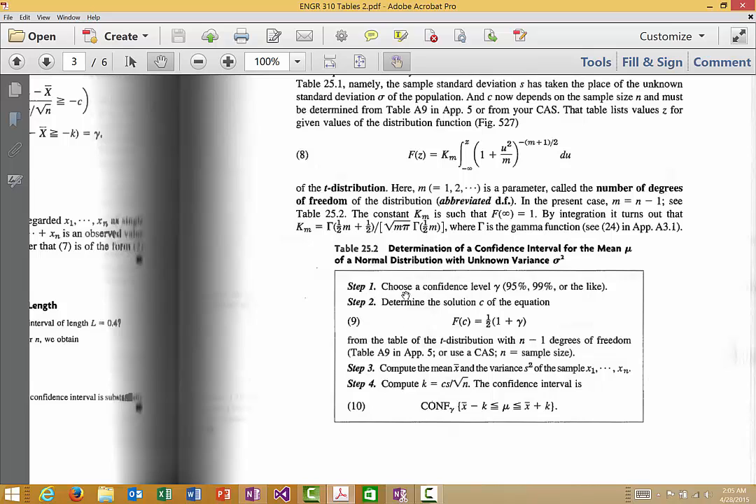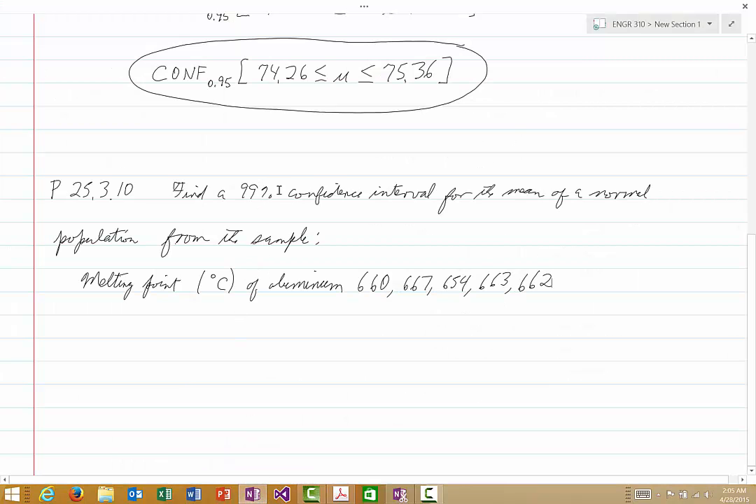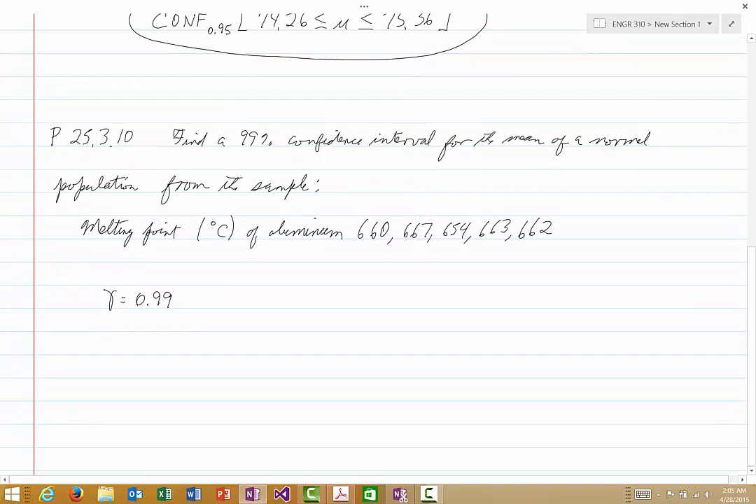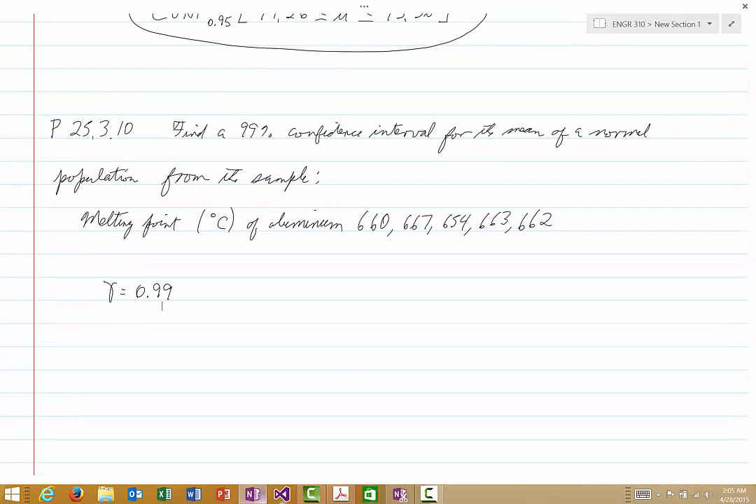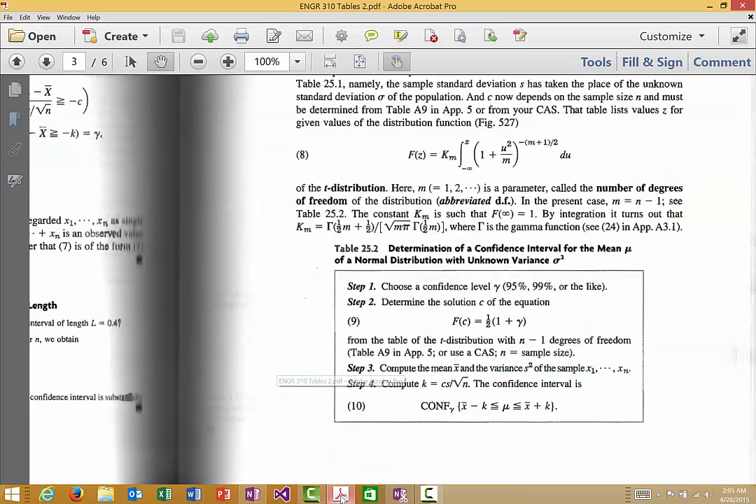So it starts out just like the previous one. Choose a confidence level gamma, 95%, 99%, or the like. And you might recall that in this problem, they said a 99% confidence interval. So in this case, gamma is equal to 0.99. Now let's go back to the table.